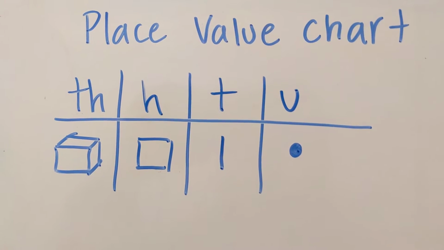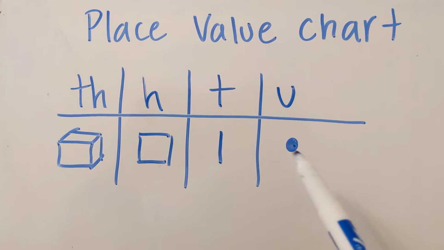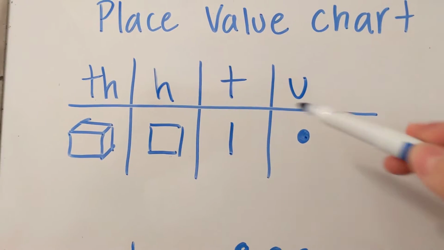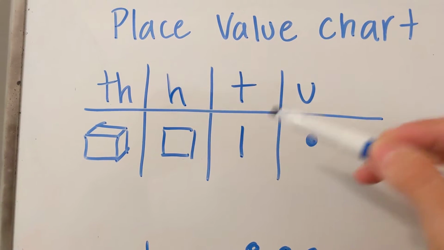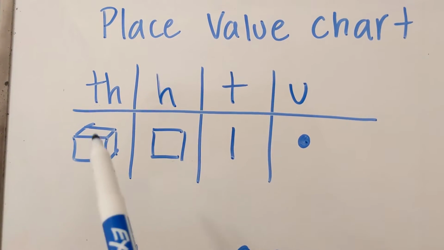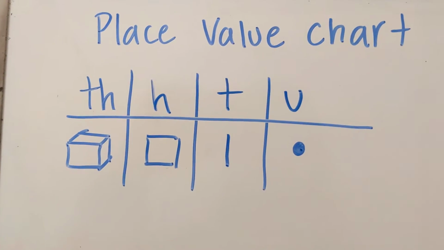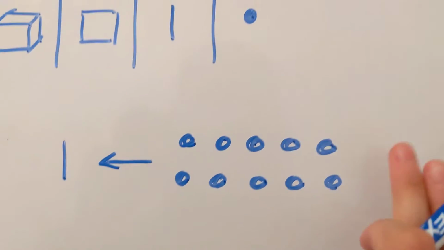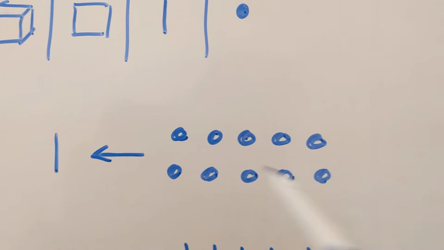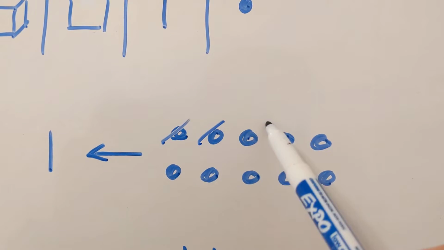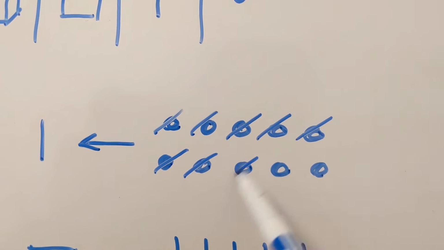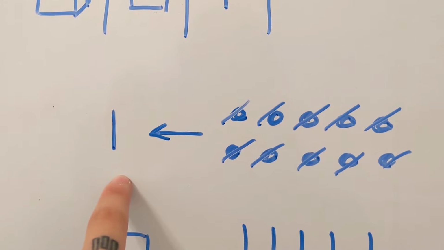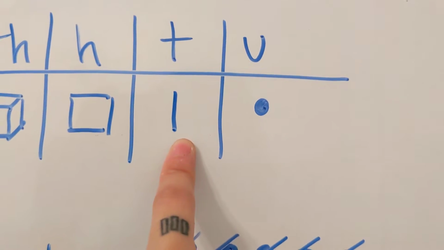Now remember, there is a rule where we cannot have more than 9 in any of these cells. So I cannot have more than 9 units, I cannot have more than 9 tens, I cannot have more than 9 hundreds, and I cannot have more than 9 thousands. Why? The reason is that if I have too many units, if we count them, that would be 1, 2, 3, 4, 5, 6, 7, 8, 9, 10. And if I have 10 units, that will become 1 ten in the tens place.